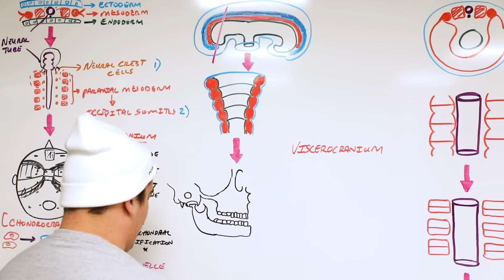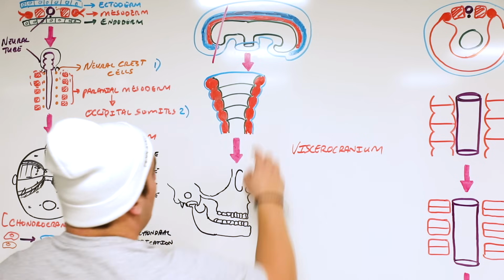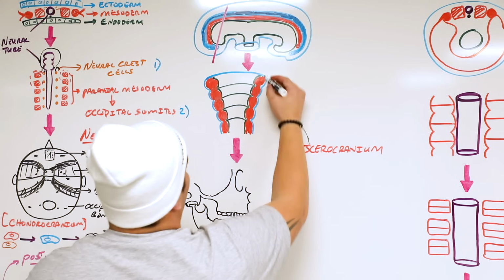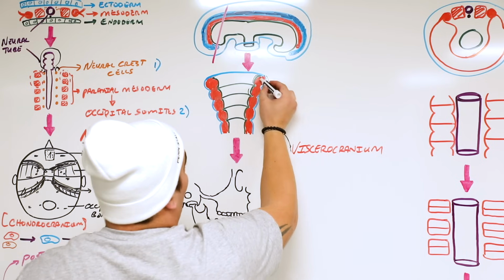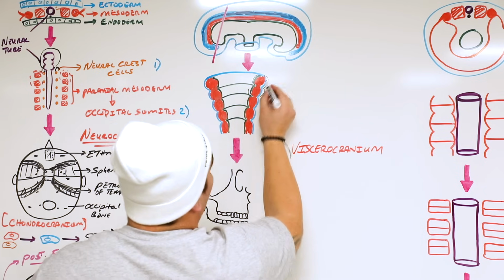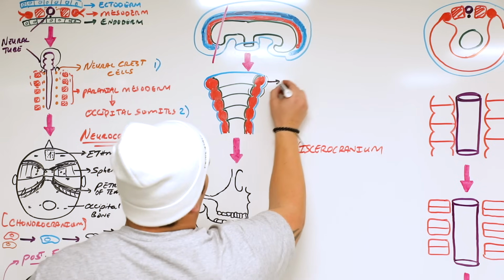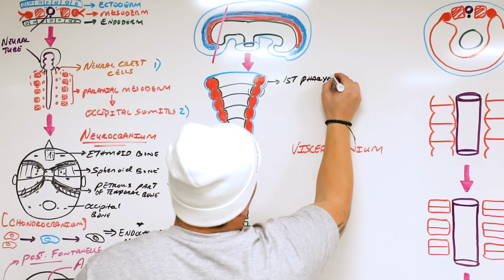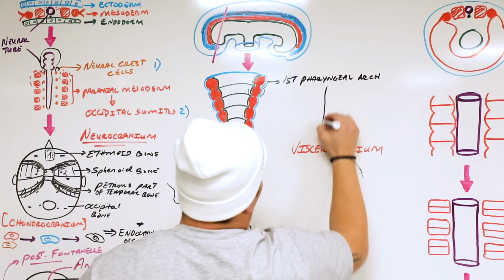We'll go into this in more detail, but this is going to be called your pharyngeal apparatus. And you see these little vesiculations here, this one and this one here. These are called your pharyngeal arches. So you have these pharyngeal arches. The one that we care about for the development of the visceral cranium is your first pharyngeal arch.